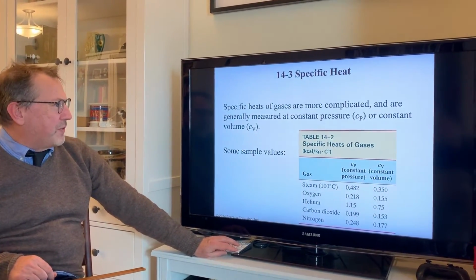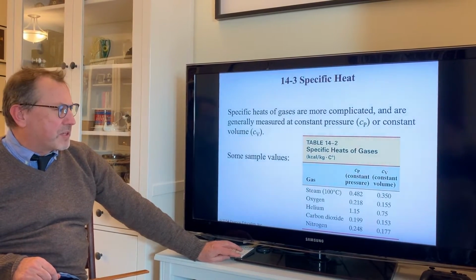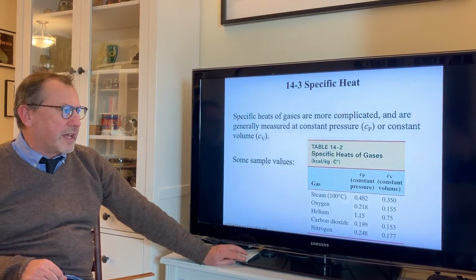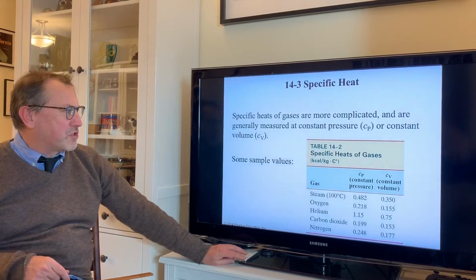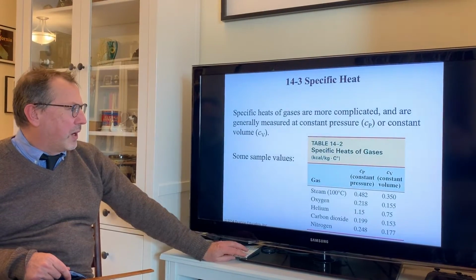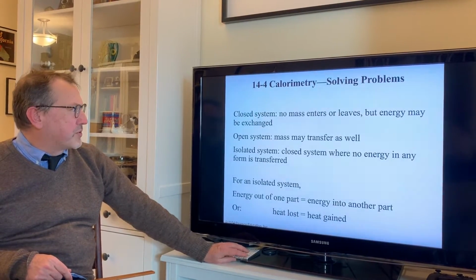This is the specific heats of gases. I'm going to skip this because, again, we haven't really looked at gases. This goes back to a previous chapter which we didn't really care about. So we'll skip that one there.